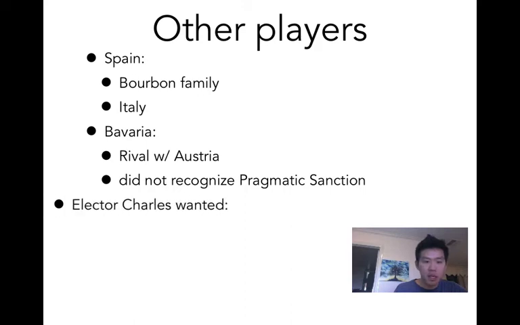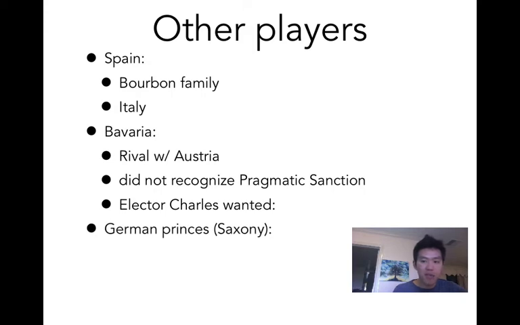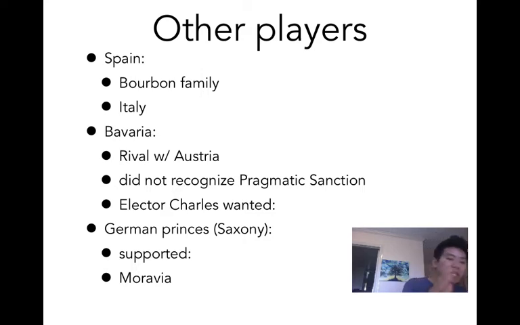Okay, so that's why Bavaria is involved. And lastly, we have Saxony and then the German princes. They generally supported the Russians and also France because France supported them against the Habsburgs in the 30 Years' War. So it's kind of like I scratch your back, you scratch mine. And so Saxony wanted Moravia, which is a territory in Czech, and the Habsburgs owned that as part of their empire. Okay, so you can see on the Prussian side, this is what everyone is involved in, right?